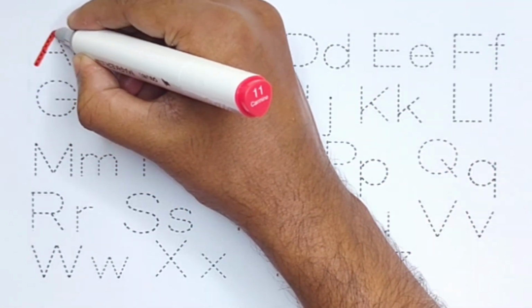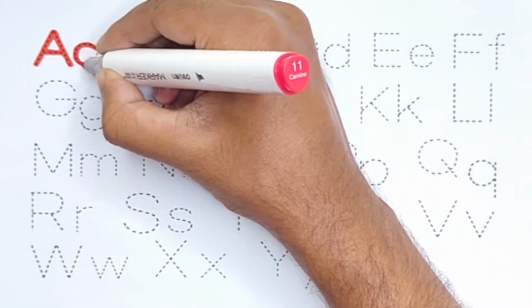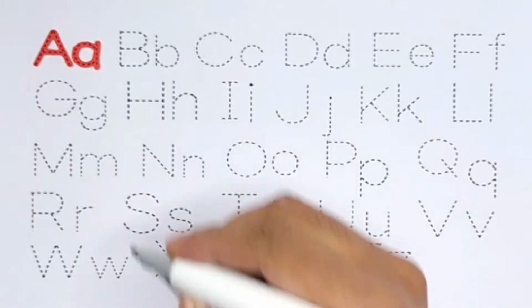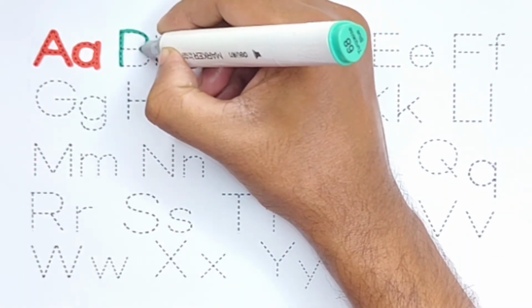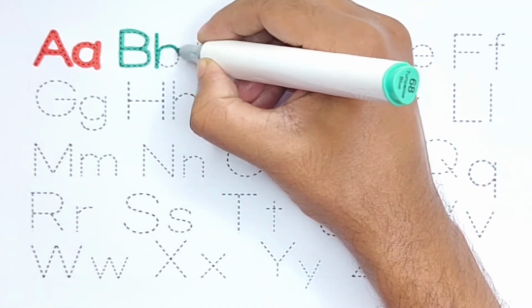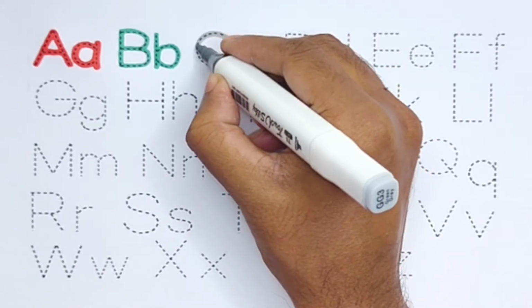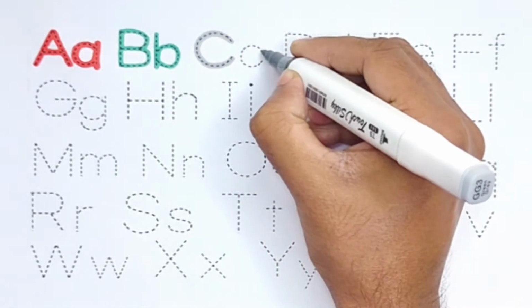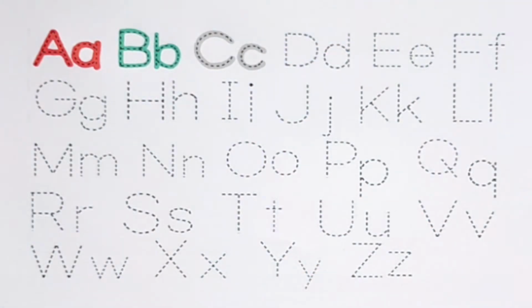A. A for apple. A for ant. B. B for banana. B for ball. C. C for cat. C for carrot.